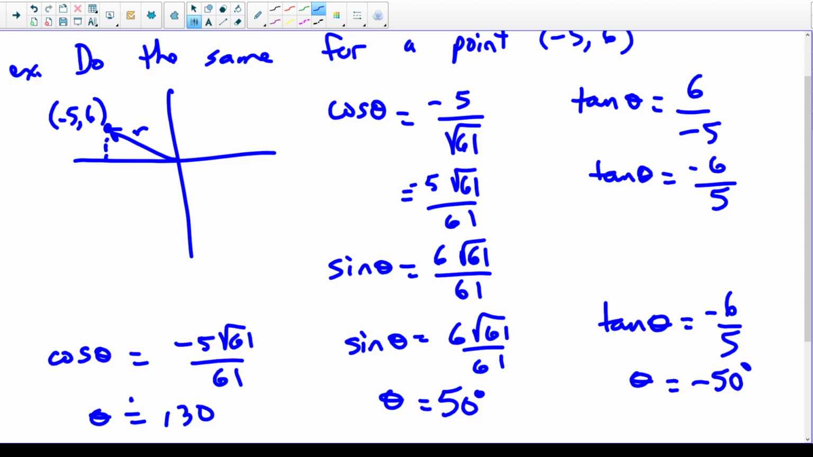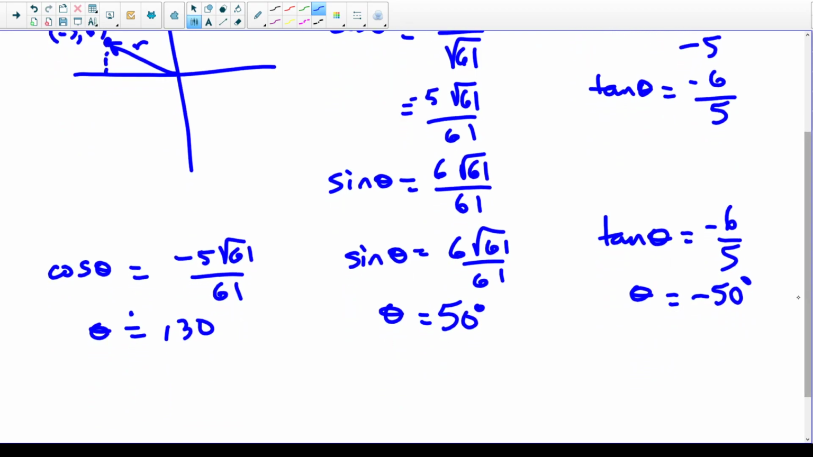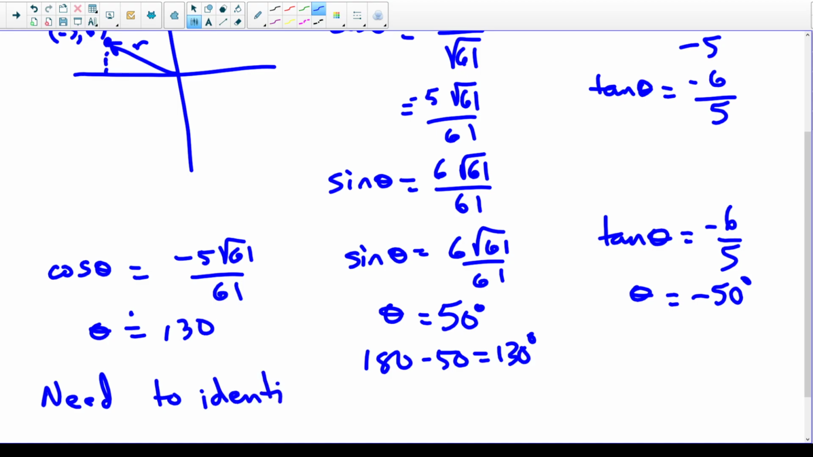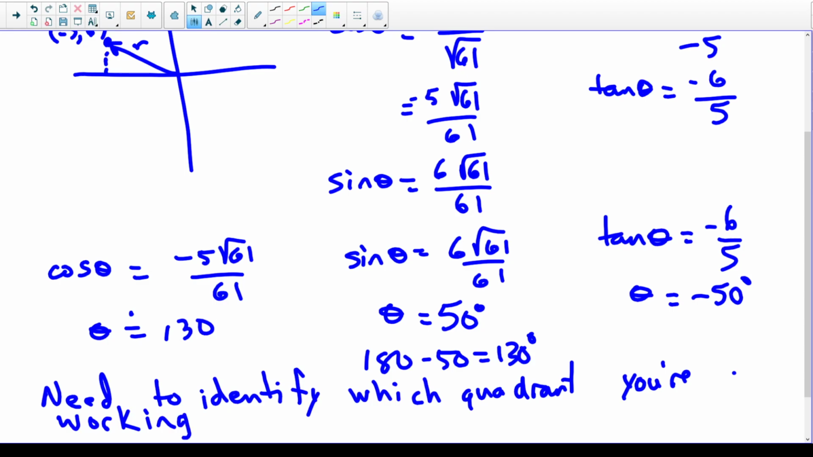And the problem here is how your calculators are programmed. Your calculators don't know what quadrant they're in. You know what quadrant they're in. We know negative 5, 6 is in the second quadrant, and therefore 50 degrees cannot be the correct answer. But it's the related acute angle to the correct answer. So you need to know that because we're in the second quadrant, you have to do a little bit of math to that one. So one of the things you're going to need to do is identify which quadrant you're working in, to be able to correctly give me the correct answer.